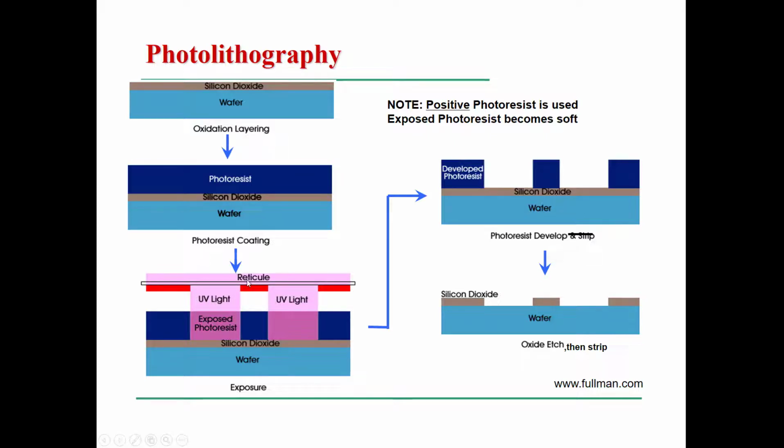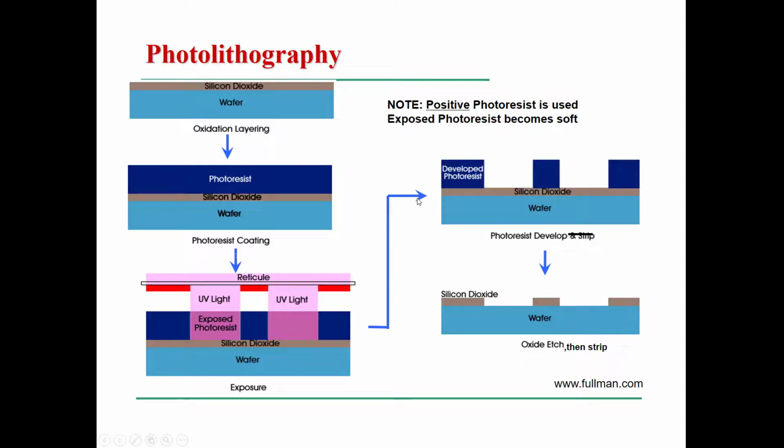You put the reticle between the UV source and the photoresist. And then you shine the UV light, which is going to expose the photoresist that's underneath the transparent areas of the reticle. So this is the photoresist here, shown in purple. That's going to become softer than the photoresist in dark blue, because the photoresist in dark blue, being underneath the dark areas of the reticle, is not exposed to the UV light.